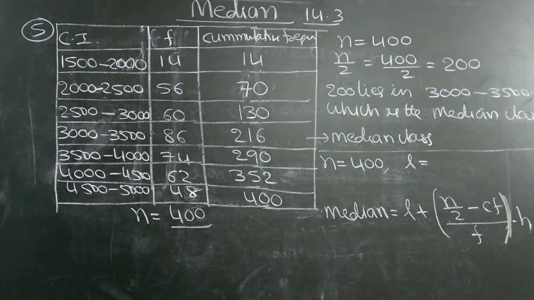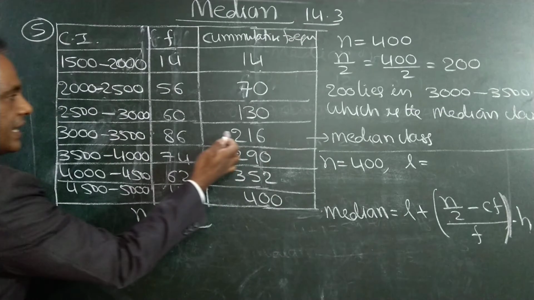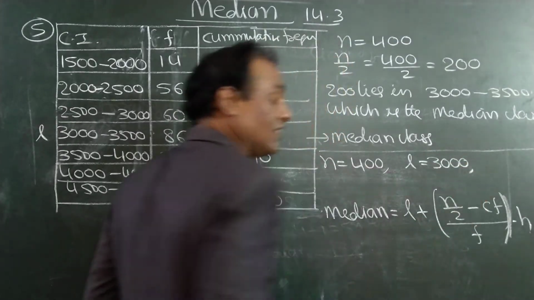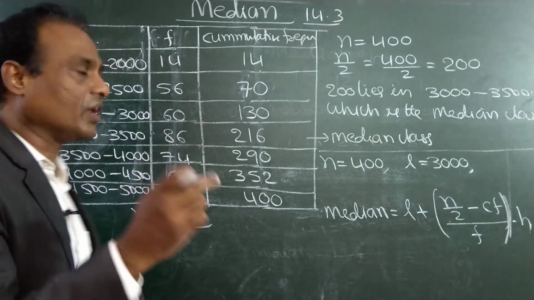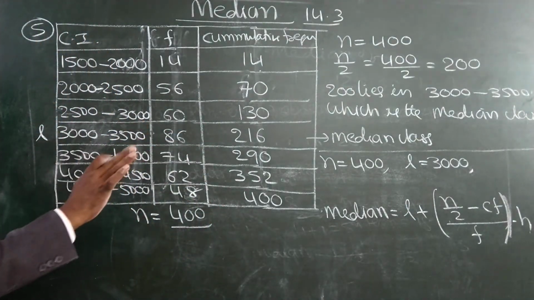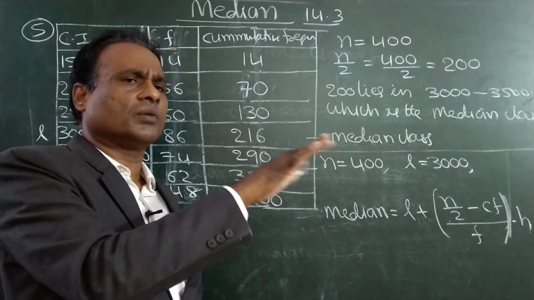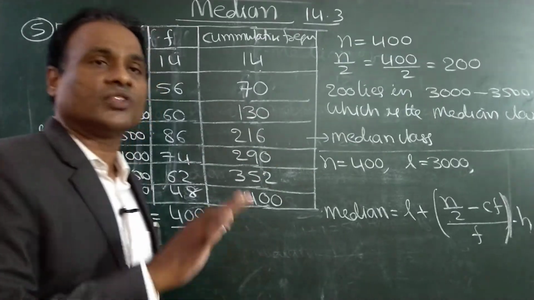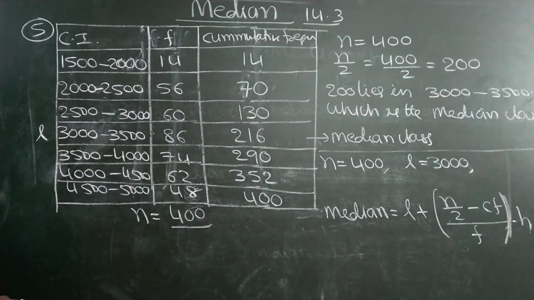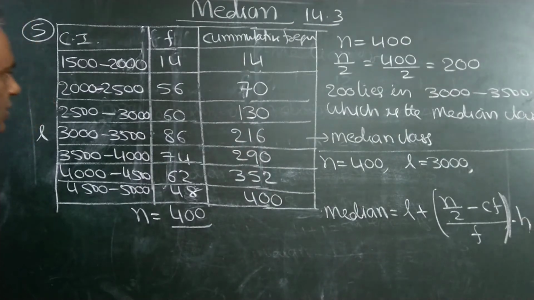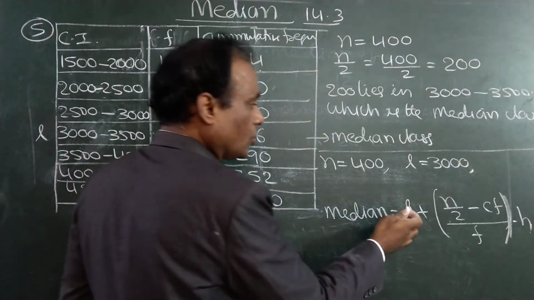So see what you just read out. What is L? What is H? I gave the introduction. L is the lower boundary of the median class, which is 3000. There is a difference between lower limit and lower boundary. If the same 3000 is repeated here, then there is no confusion. Lower boundary and lower limit were the same in all the previous problems, so there was no confusion. If there is a difference, I will explain how to find the boundary when such problems arise. So the lower boundary is 3000. L is over, N is over.